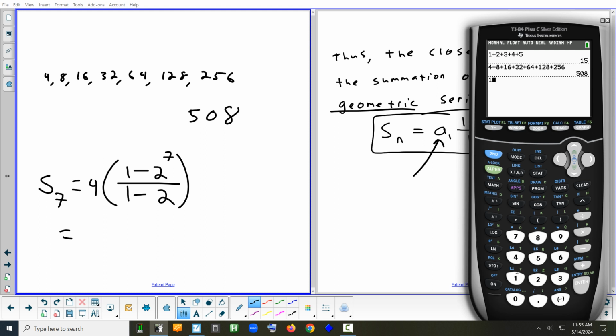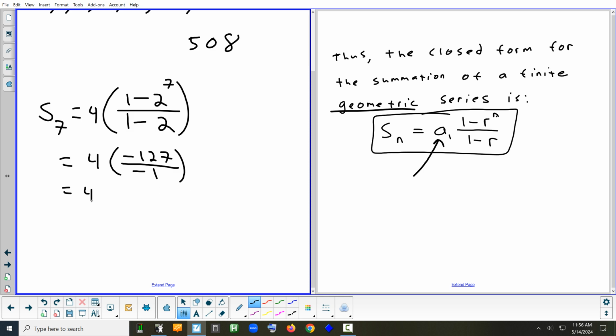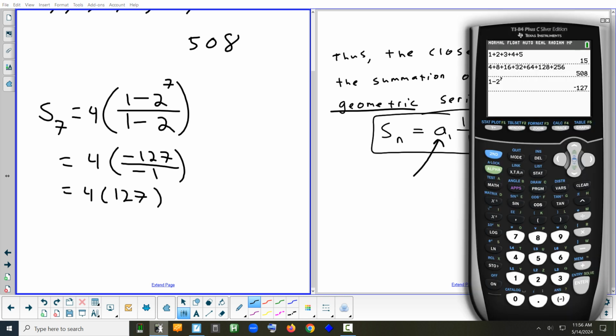All right, so we have 1 minus 2 to the 7th. That's negative 127. So 4 times negative 127. What's 1 minus 2? Negative 1. All right. What's negative 127 divided by negative 1? 127. And what do you think 4 times 127 is going to be? It's probably going to be 500. There you go.